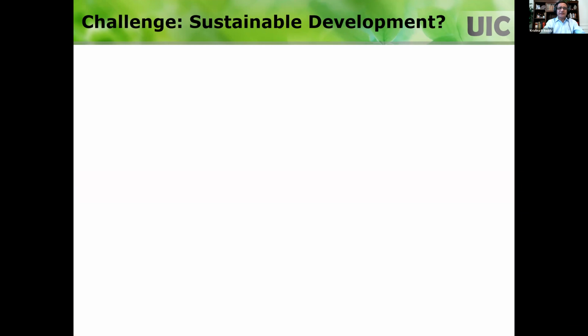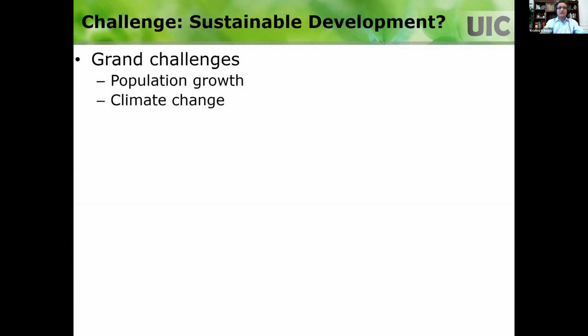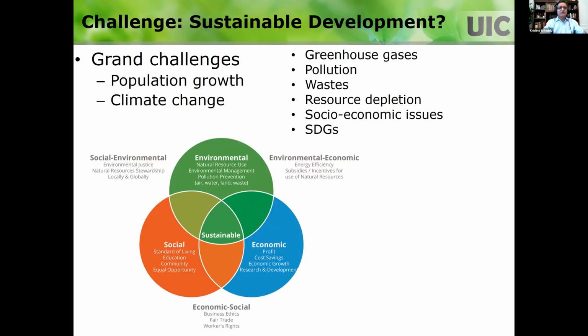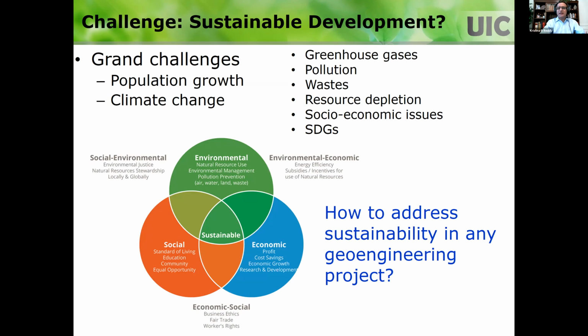In the broader context, sustainable development is essential because we have population growth and climate change is happening. As a result of these, we have a series of issues: greenhouse gases, pollution, waste, resource depletion, and socio-economic issues, and sustainable development in general is under threat. So there is a need to address sustainable development through triple bottom line aspects, and not only the geoenvironmental issues, but also geotechnical issues. In general, all engineering issues have to be looked at through sustainability. So this is another challenge that needs to be addressed.